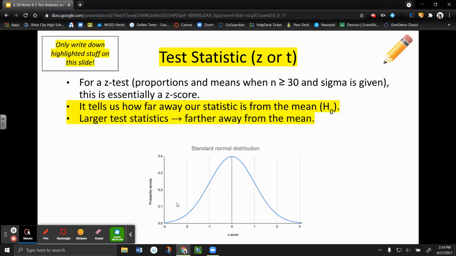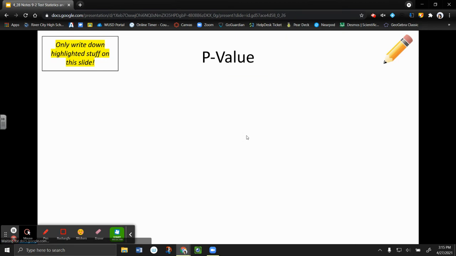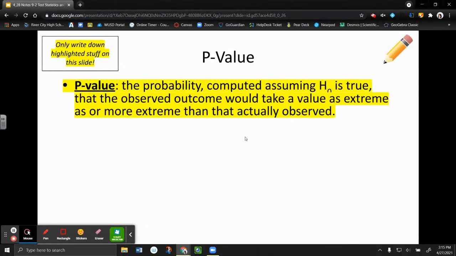The larger our test statistic is, meaning either in the negative or the positive direction, the farther away it is from the mean. Basically, if you have a large test statistic, that means whatever result we saw is very far from the mean. For instance, if this is 0.5, then 0.30, which is what we got in our example, is somewhere out here. That's pretty far from the mean. The test statistic tells you how many standard deviations away it is, and then we're going to use the test statistic to calculate the p-value. So a p-value, this is the definition of a p-value.